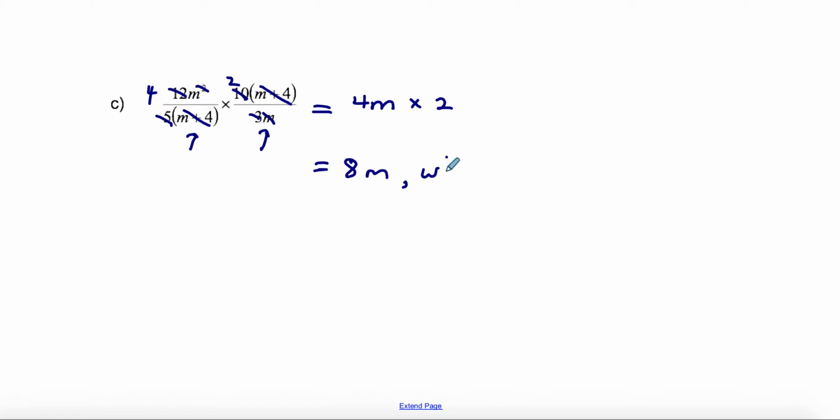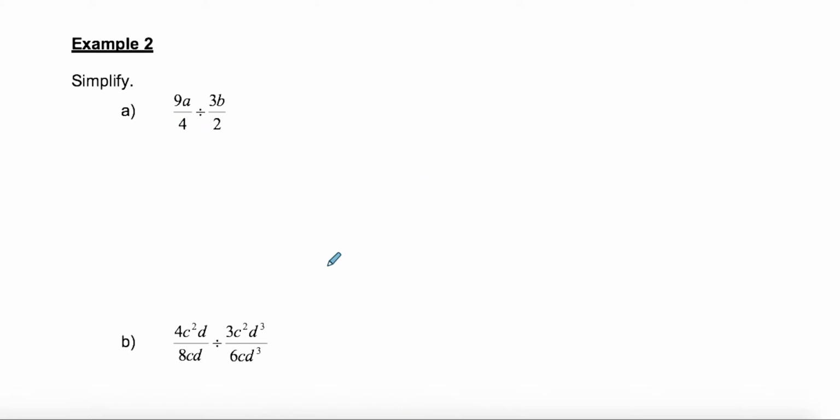So I'd have to state both of those restrictions for the denominator. So m cannot equal -4 or 0, because if that m was a 0, 3 times 0 would have given us 0 in the denominator. Division is a little bit different.